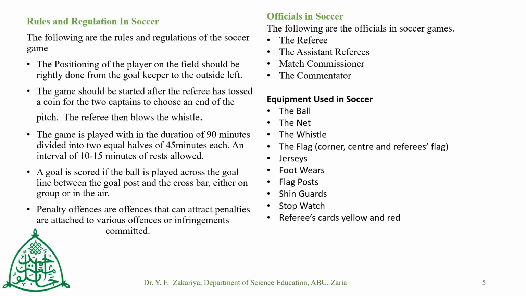A goal is scored if the ball is played across the goal line between the goalposts and under the crossbar, either on the ground or in the air. Penalties are attached to various offenses or infringements committed.